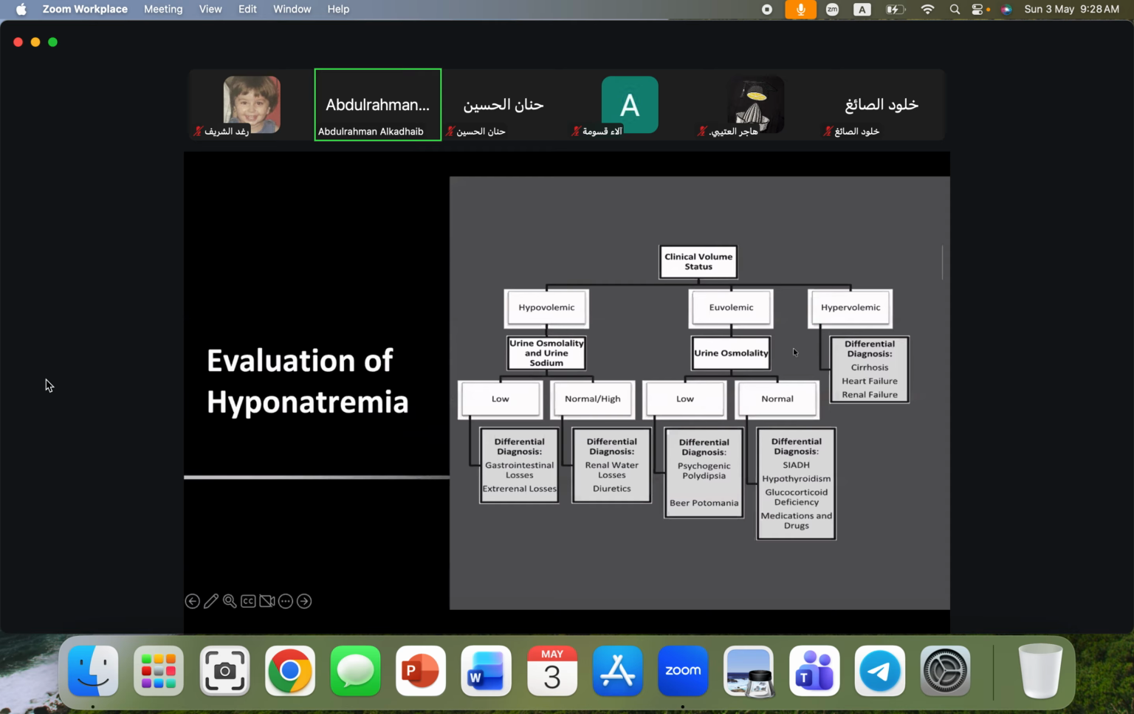And in cases of euvolemic hyponatremia, the urine osmolality can also help us. As we said, one of the possible causes of euvolemic hyponatremia is psychogenic polydipsia, in which the patient drinks a large unnecessary amount of fluid, which will again cause dilution of the urine and a low osmolality level. And the other causes, the endocrine causes that we talked about, that may cause euvolemic hyponatremia, usually cause normal urine osmolality, because those conditions do not dilute the urine, basically.